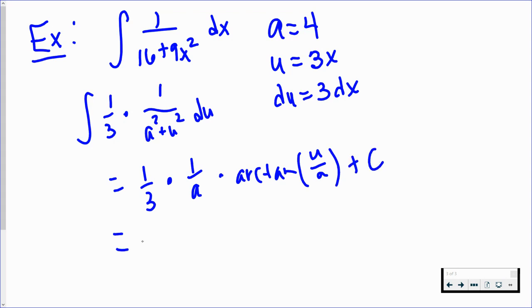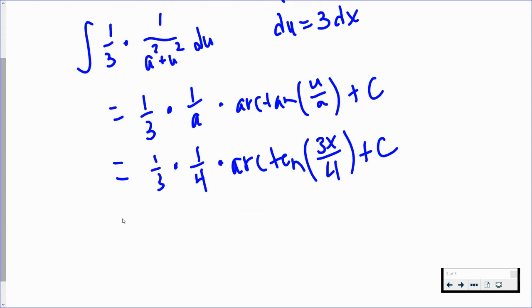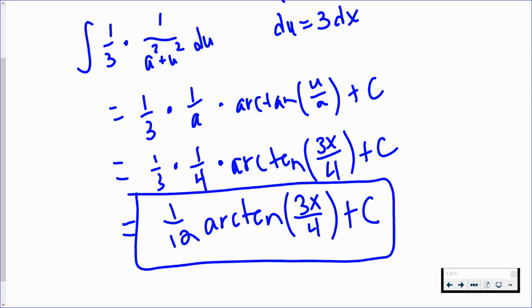So let's plug back in our values. That's 1/3 times 1/4, 1 over a, times arctangent of u over a, the 3x over 4, plus c. So we should end up with 1/12 arctangent of 3x over 4 plus c. Final answer for that indefinite integral.